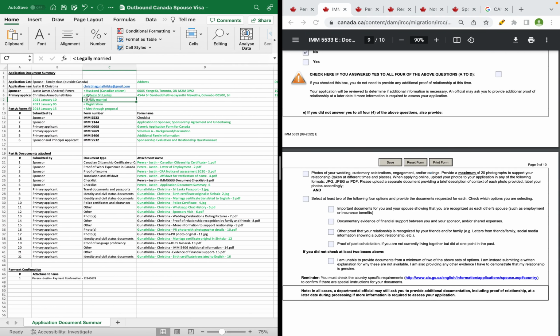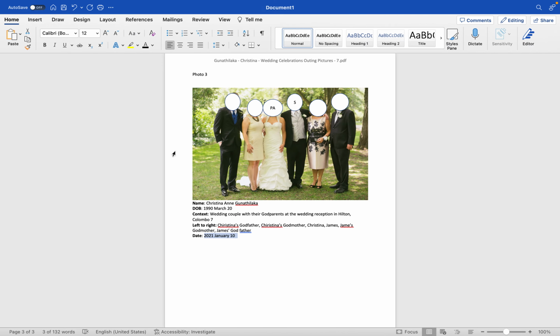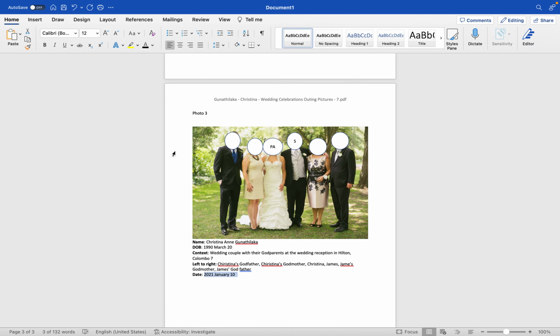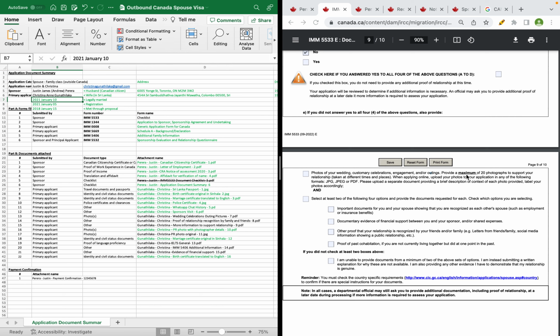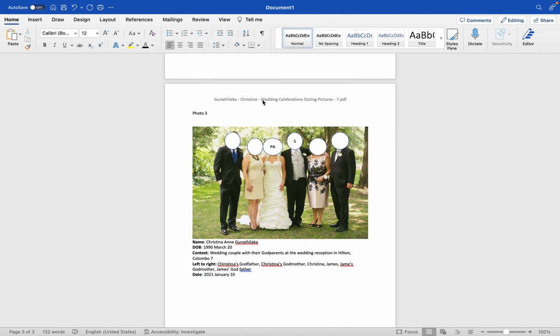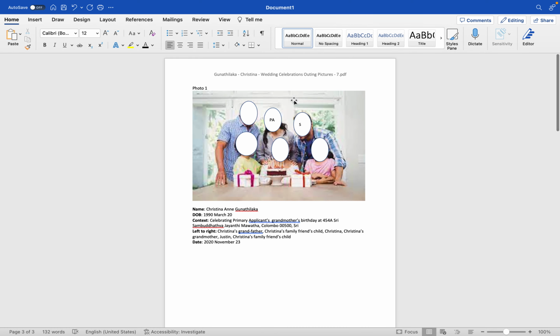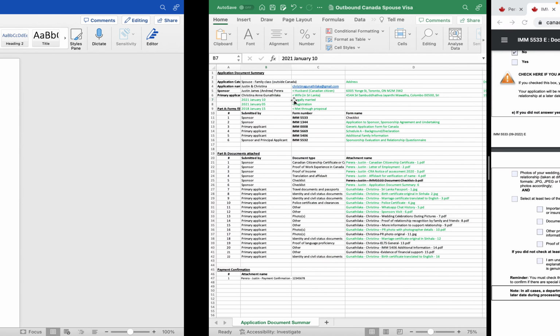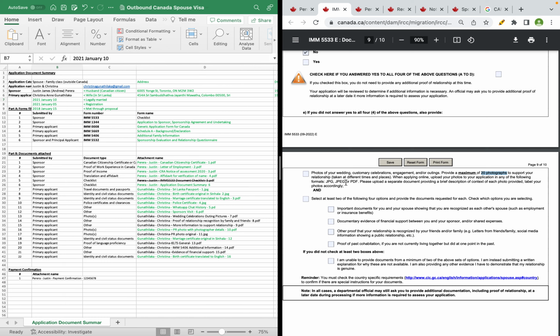Okay, legally married. Likewise, what you have to do is select the photographs, they are asking for 20, and put them in an organized manner. You have also included a footer at the beginning, so whoever opens this document would know what document they are in. Then you save it as a PDF and you upload it.